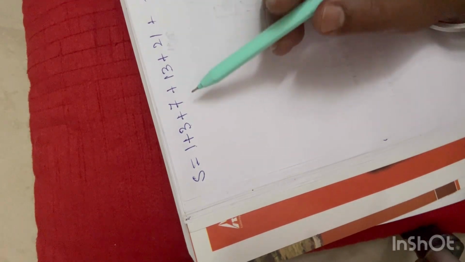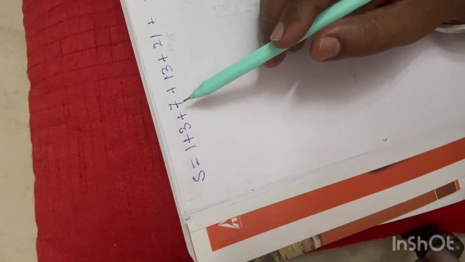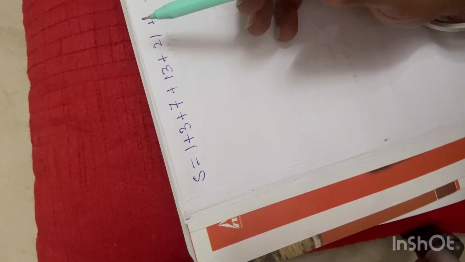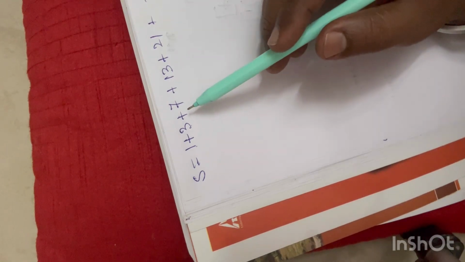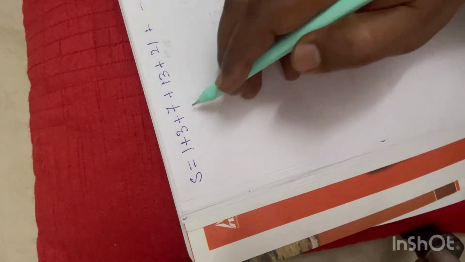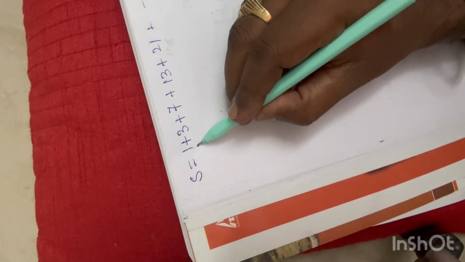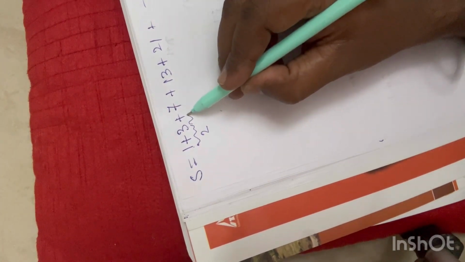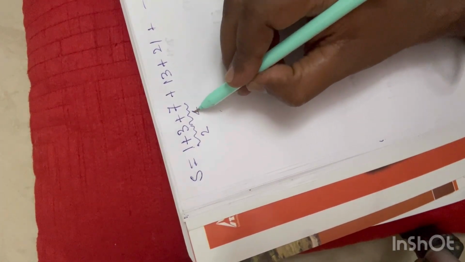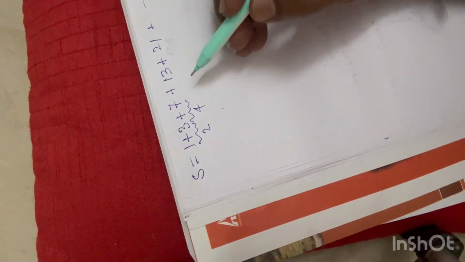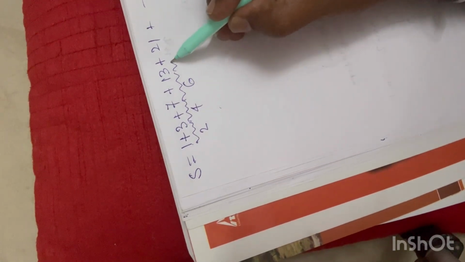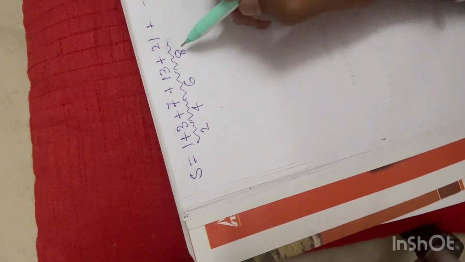So this is a very interesting kind of series, and somehow or the other, it has some symmetry. If you see properly, what is the symmetry? If I take the difference between these two terms, I am getting 2. If I take the difference between these two terms, I am getting 4. Between these two, I am getting 6. Between these two, I am getting 8.